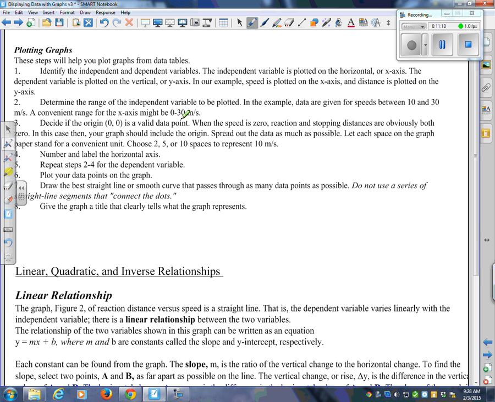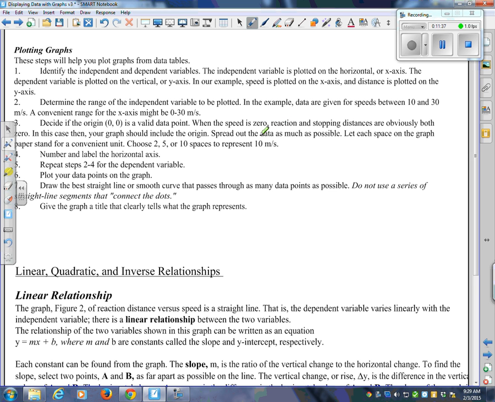Spread out the data as much as possible. I see this all the time. People shrink their graph into a little tiny thumbnail size when they've got a huge page. Should you do that? No, you can't see the trends. Okay? Make it as big as possible. Spread out the data as much as possible. Let each space stand for a convenient unit like 2, 5, or 10.